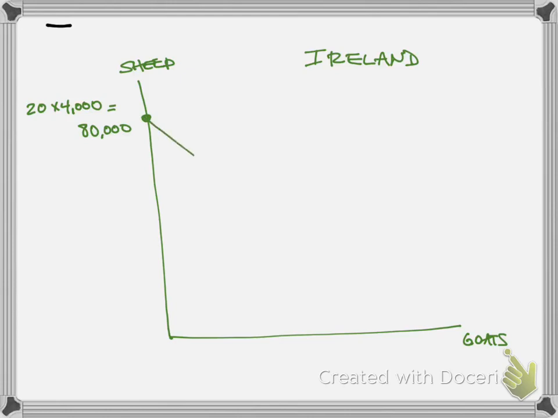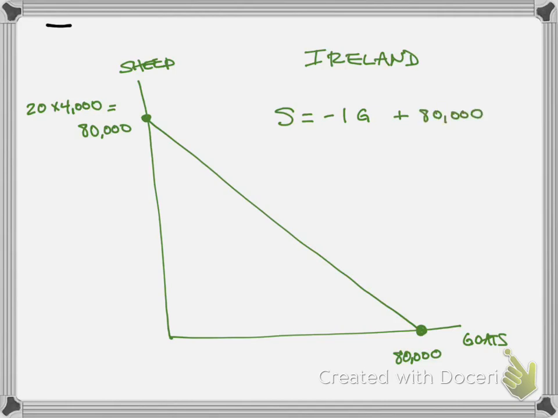Well, again, if we draw a straight line now, and if they were to put all their resources to producing goats, it would be the same idea, 20 times 4,000, and even the same number, they could produce 80,000 goats. And so if we were to write this in our equation, y equals mx plus b, we would write sheep equals, the slope there is 80,000 divided by 80,000, or -1, times goats plus 80,000. And this tells us that one goat costs one sheep for Ireland.